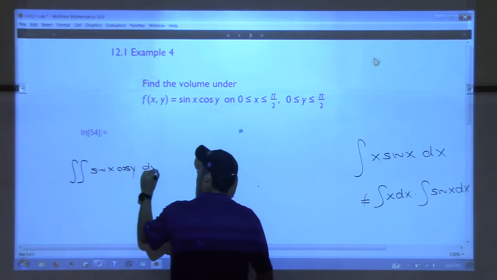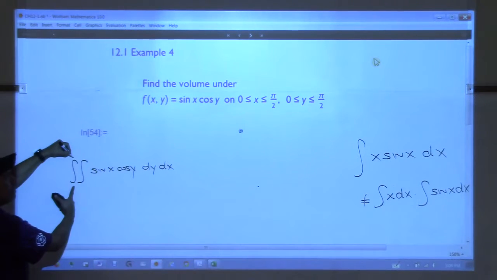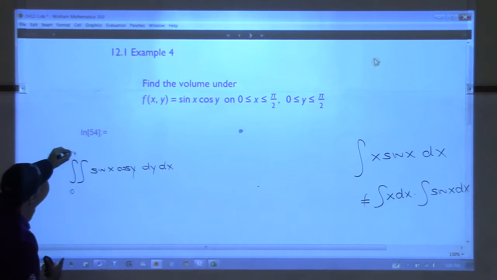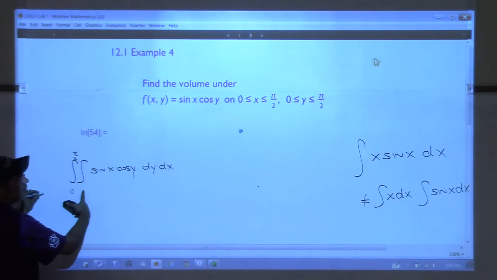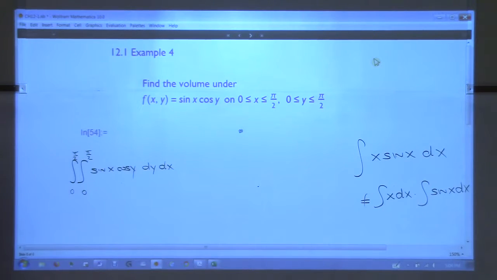Doesn't matter which order I go. I'm going to go dy dx like this, which means my outer limit is 0 to pi over 2, and my inner limit is the one on y. Oh, it's also pi over 2. Okay, so according to this theorem, this special case, I am allowed to split this into two.